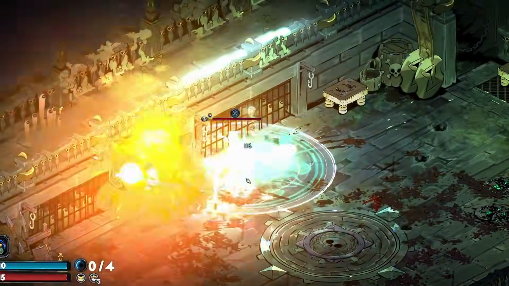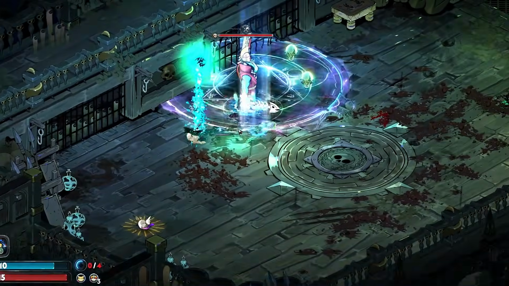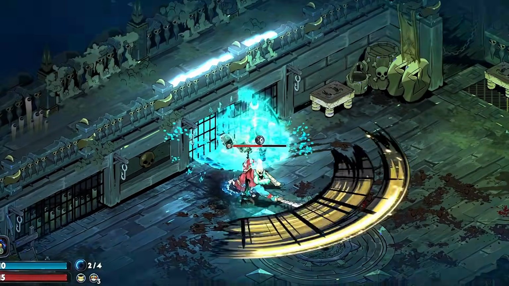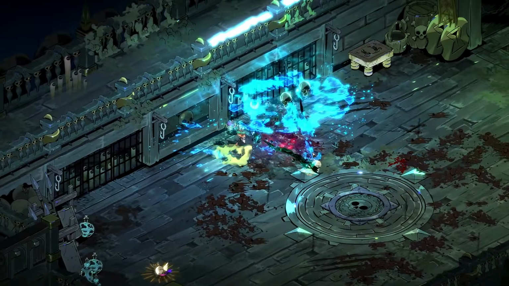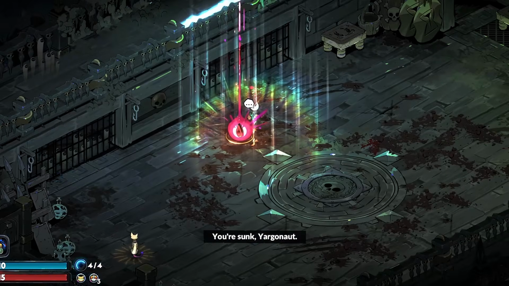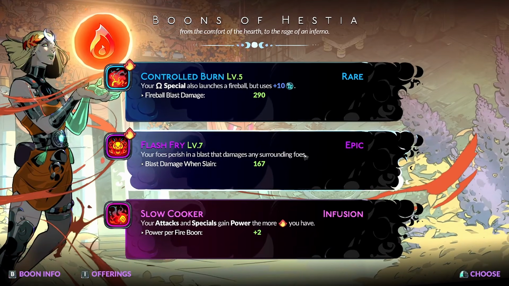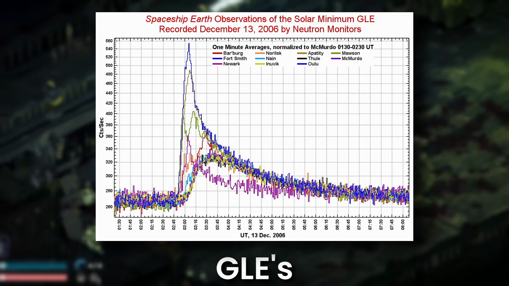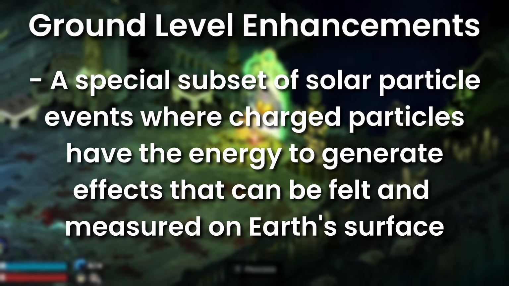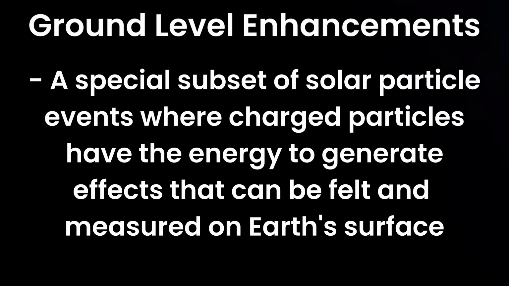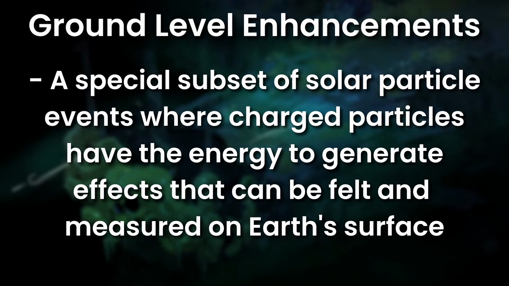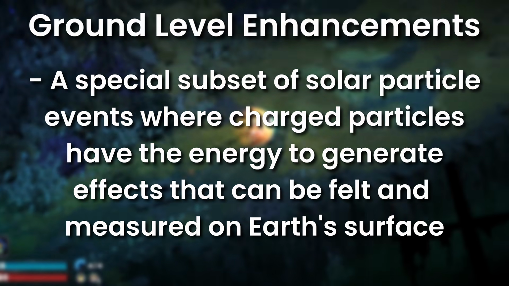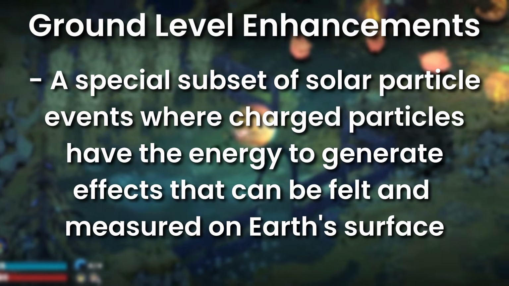With that out of the way, let's talk about how powerful these events can get. I already described the Carrington event and the various effects that it had on Earth, but there's a specific term for those effects, and those are known as ground level enhancements, ground level effects, or GLEs for short. These are a special subset of solar particle event where charged particles from the sun have sufficient energy to generate effects which can be measured at the Earth's surface.